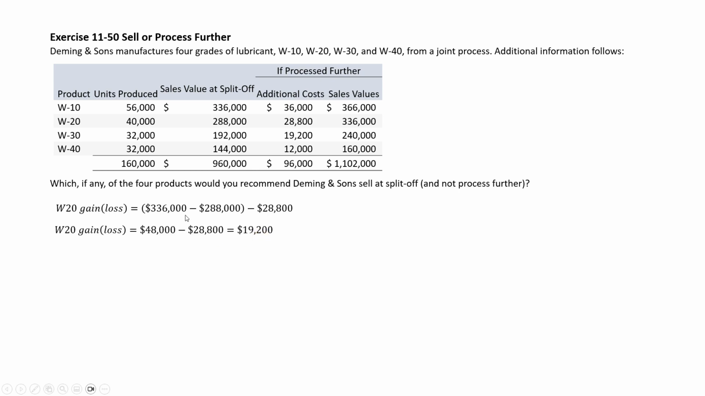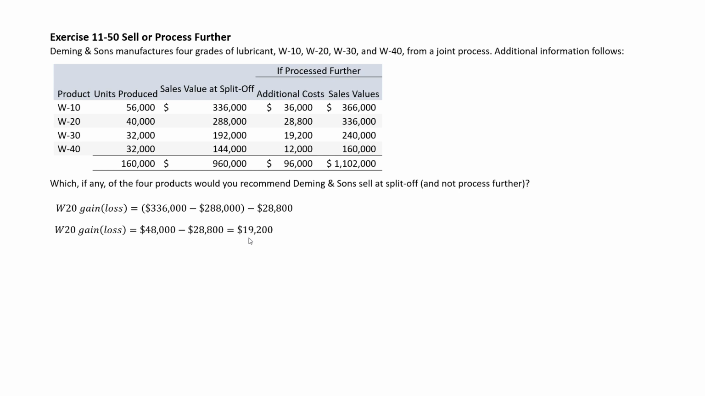Again, revenue from processing further 336,000 versus revenue at split off point 288,000. So I have additional revenue of 48,000, but I have to compensate or subtract out the additional process costs that they give me of 28,800. So I do have a gain or additional profit in this situation of 19,200. Because my profit increases, I would want to continue to process it further.